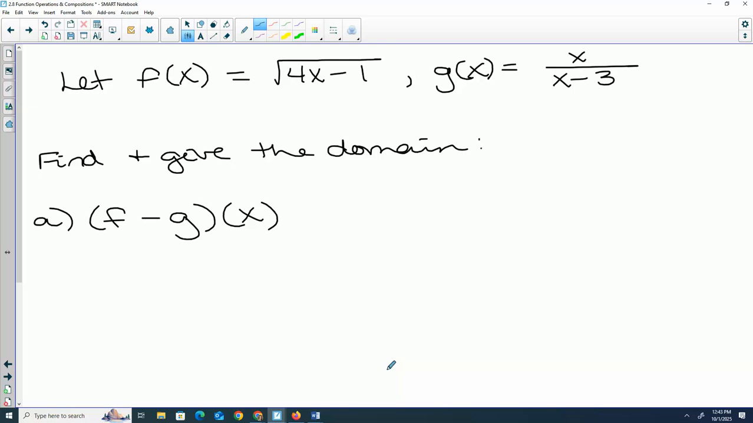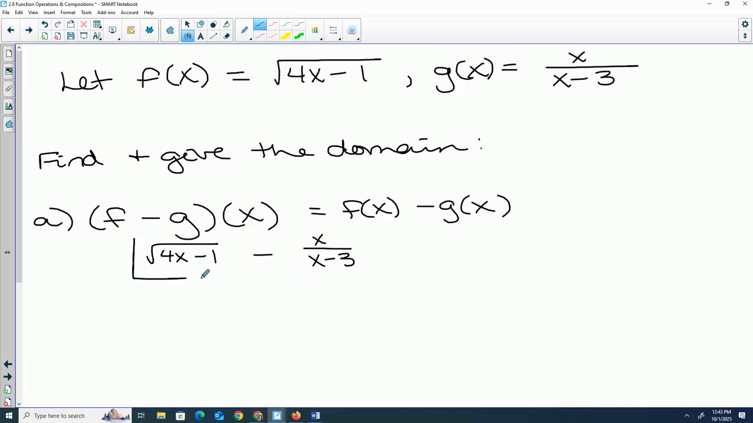Okay, that's a little bit different because did I give you a number to plug in? No. So this just means you're going to take f of x and subtract g of x. What is f of x? Minus g of x, x over x minus 3. Do I have any like terms I can combine or anything? No. So as far as subtracting them, that's my answer.